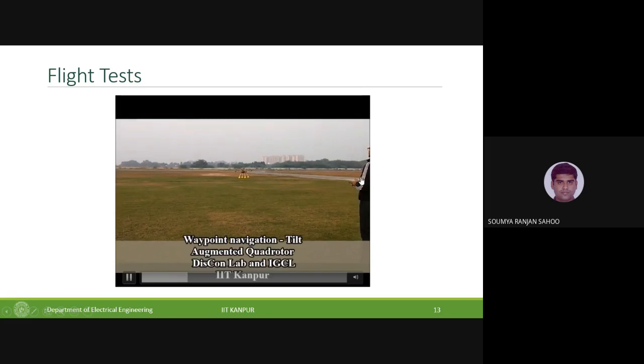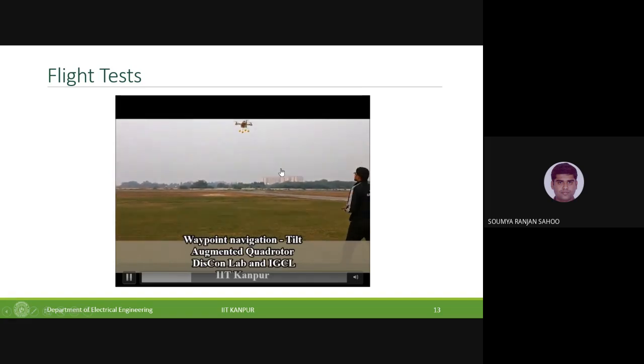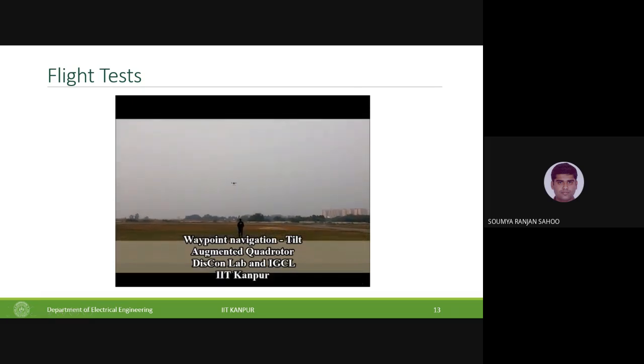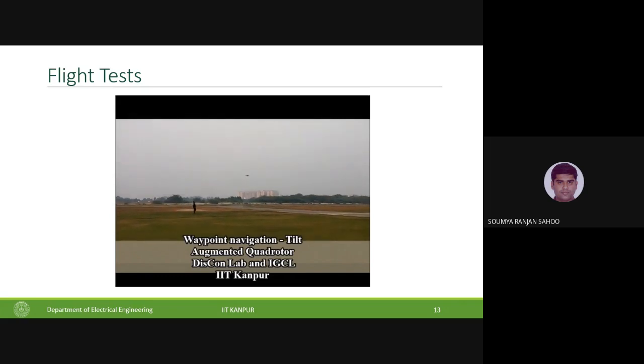So this guy is my PhD student who has graduated, and he is actually taking it off, and then he'll put it in auto mode, which is basically the mission mode, and then the quad enters into the waypoint navigation. He's currently going to one waypoint. The second one that it is going to. This is the third one that it is going to.